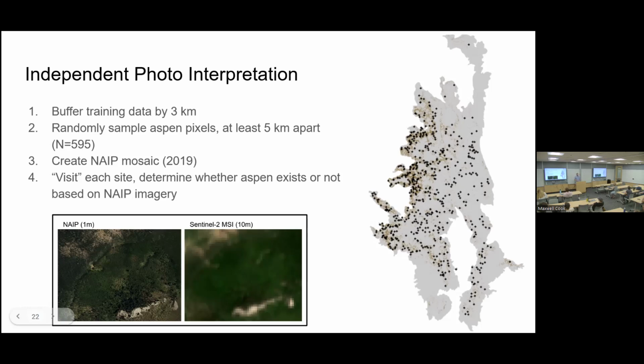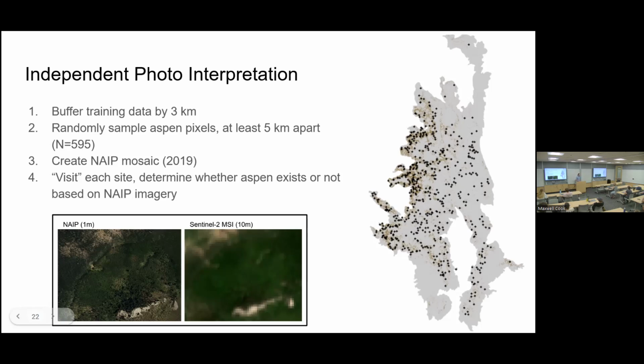And through an iterative process of learning what an Aspen looks like, what we did is we buffered our training data, right? So the data that we had originally, by 3 kilometers. This is to ensure that we're not putting our independent validation points near our training data, because we would expect that the model is performing better near the training data.